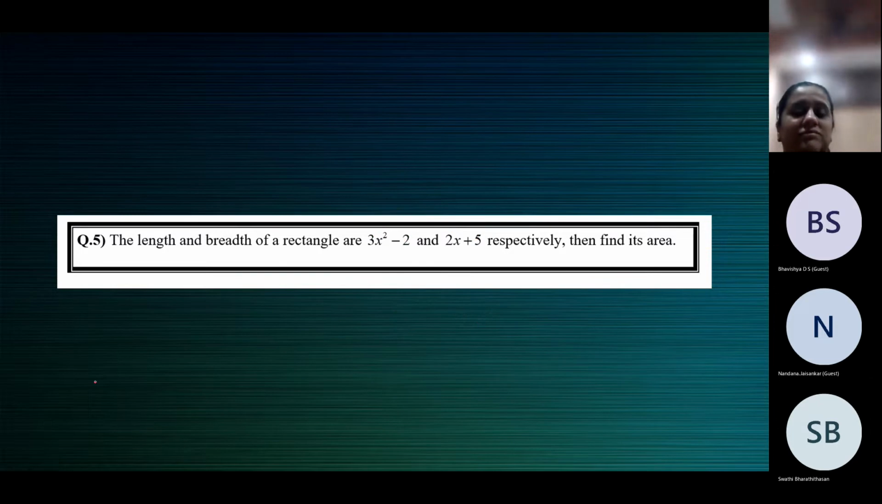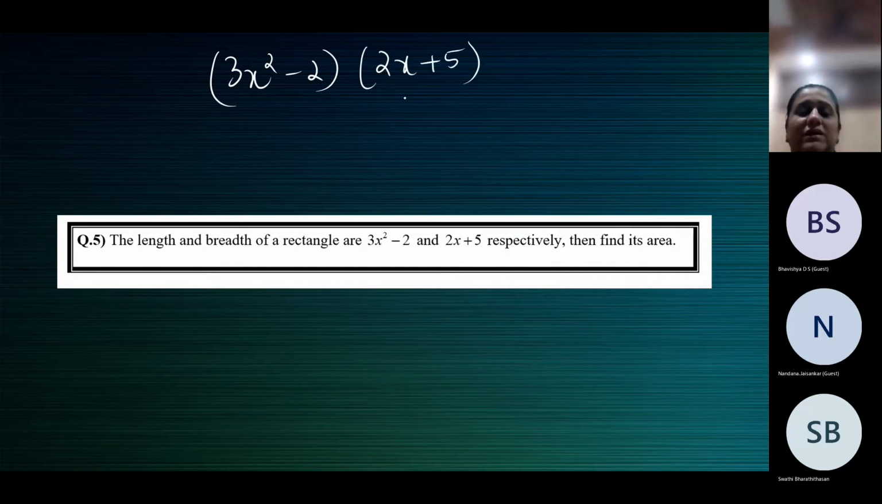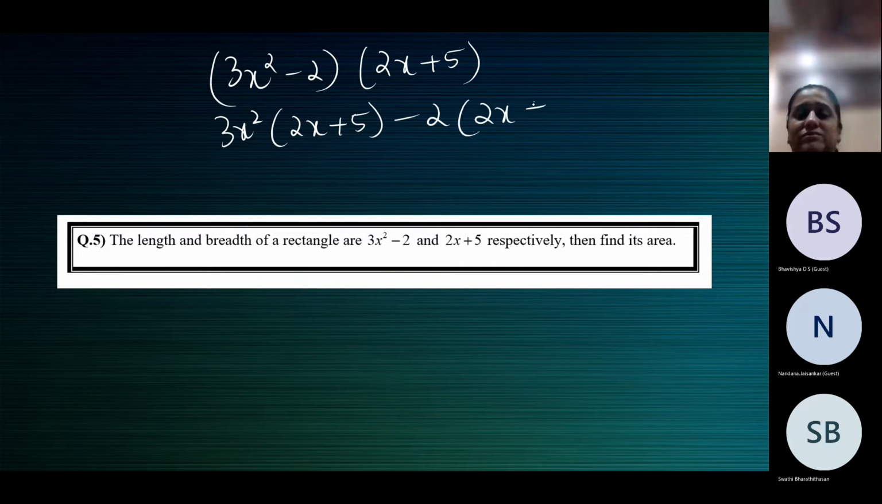No, children. You're wrong. L into B: 3x square minus 2 is the length, into the breadth, 2x plus 5. How do we multiply this? 3x square into the second bracket, minus 2 into the second bracket. The first term here should be multiplied with every term in the second bracket. So 3x square should be multiplied with 2x plus 5. Then this minus 2 also should be multiplied with 2x plus 5. Yes or no?